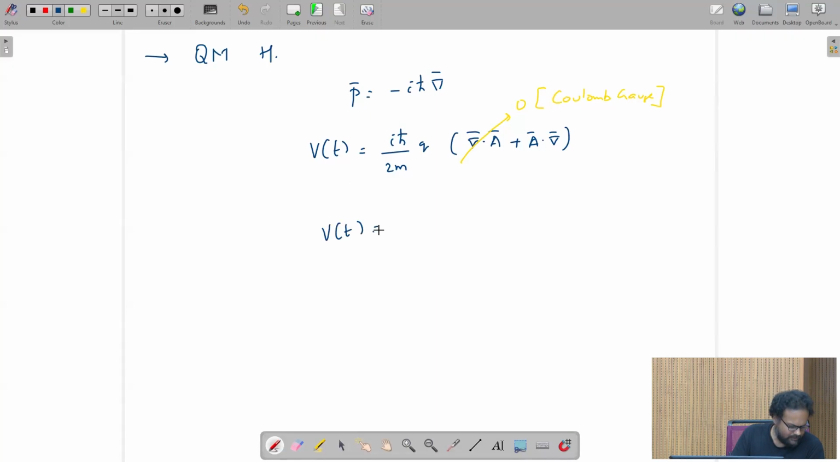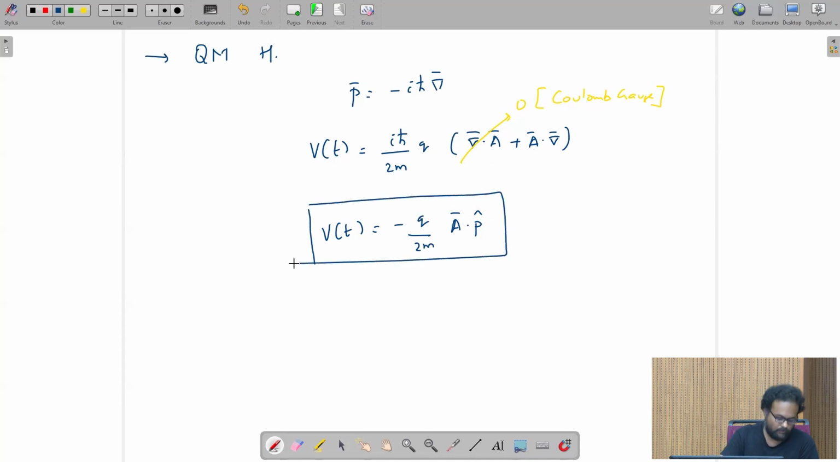V of t is minus q over m A dot p. Yeah, that should be fun. Basically, I'm substituting back my del operator with my p momentum operator. That's your potential. Okay, A dot p. So that's something that you can quickly remember. So there's still no dipole approximation of any kind.